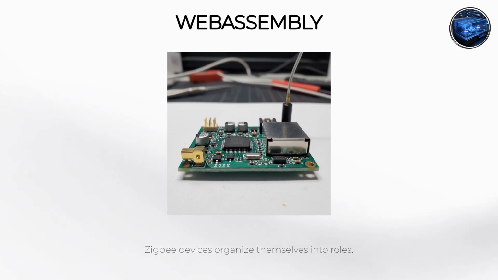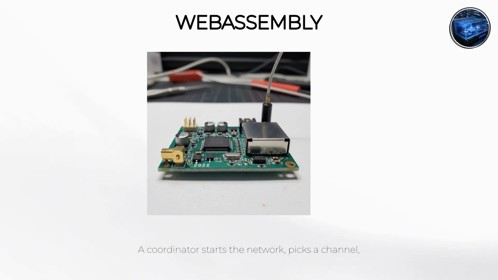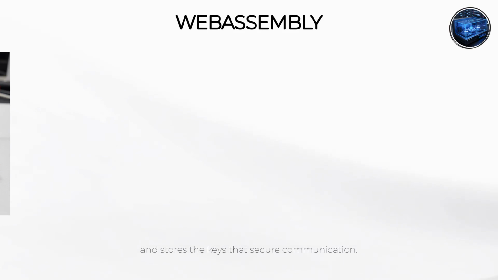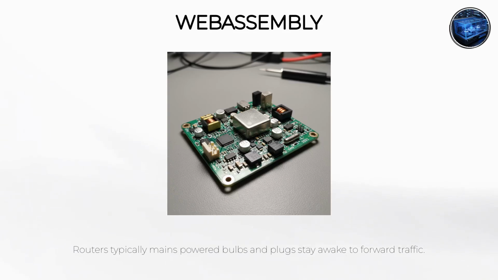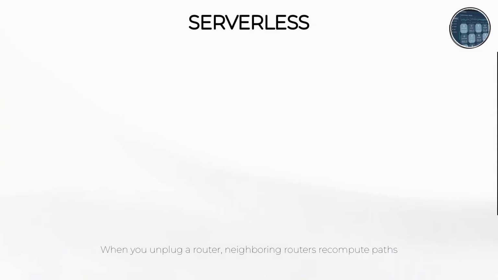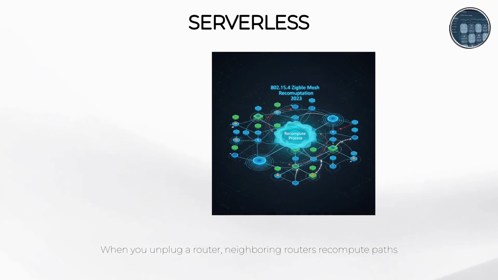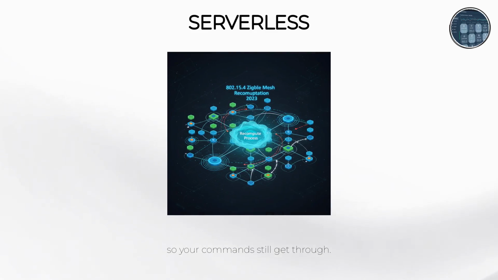Zigbee devices organize themselves into roles. A coordinator starts the network, picks a channel, and stores the keys that secure communication. Routers, typically mains-powered bulbs and plugs, stay awake to forward traffic. Sleepy end devices attach to a router and wake occasionally to check for messages. When you unplug a router, neighboring routers recompute paths so your commands still get through.